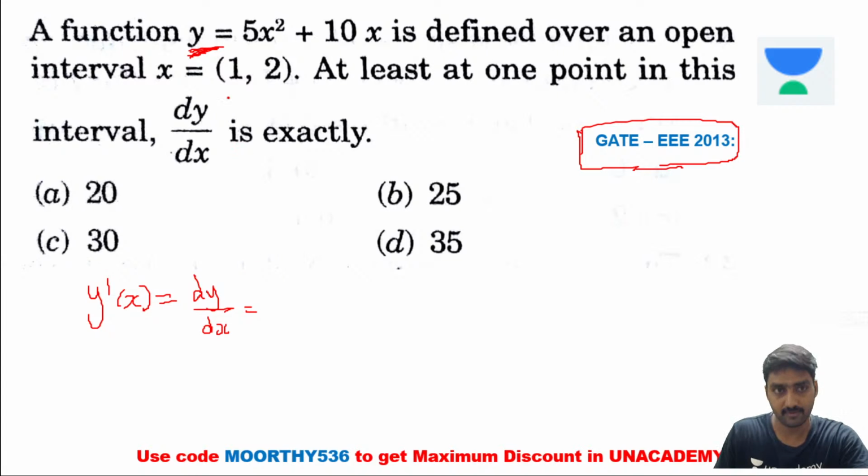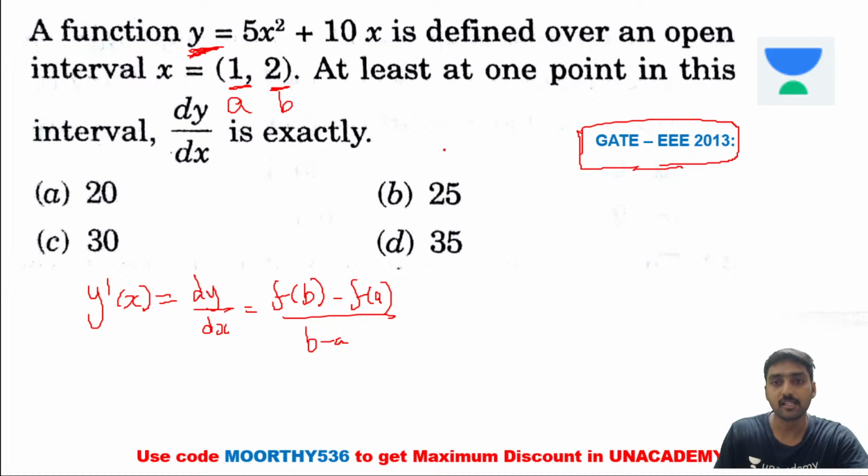We need to identify in the interval 1, 2 they are giving. It's equal to f of b minus f of a, the whole divided by b minus a. It's a, it's b. As per the mean value theorem, we need to solve. So how do we identify it is the mean value theorem? This is the key point: at least one point in this interval means it belongs to the mean value theorem.